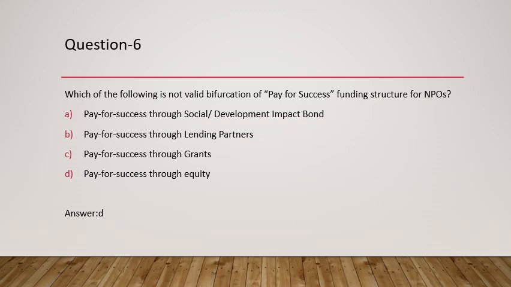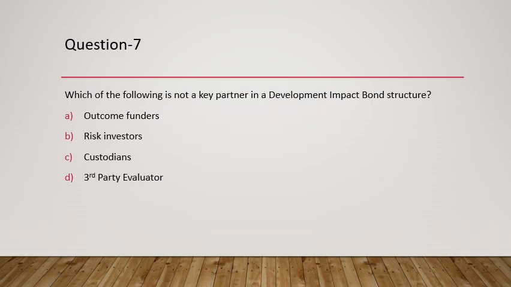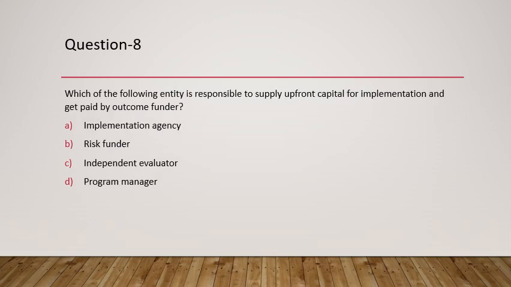We are done with 6 questions. It's time to move to the 7th one, which is rather easier. Which of the following is not a key partner in development impact bond? Now, development impact bonds are also a kind of instrument which will be issued, and they will be used by the NPOs, non-profit organizations, for funding various projects. So you have the outcome funders, you have the risk investors in them, third-party evaluators are also there. What is not there is a custodian. So in the existing structure, at least, there is no mention of custodian as of now. Going forward, maybe we may see that getting included.